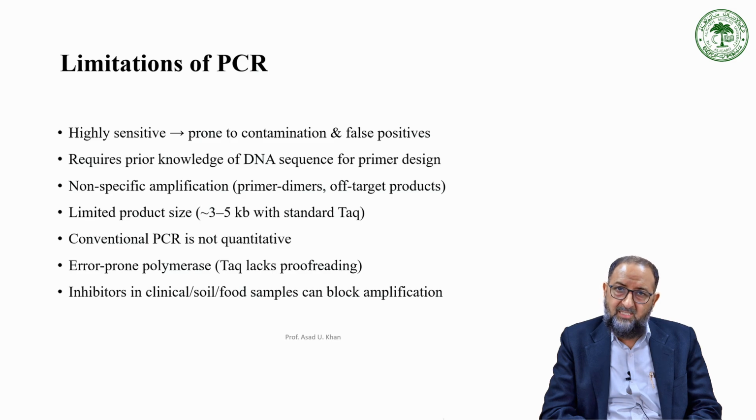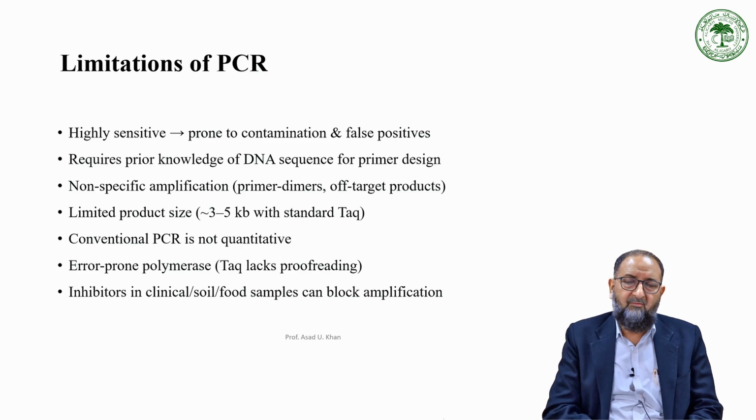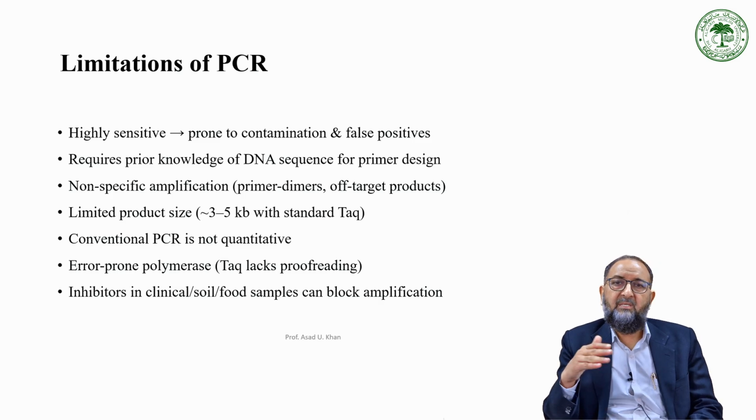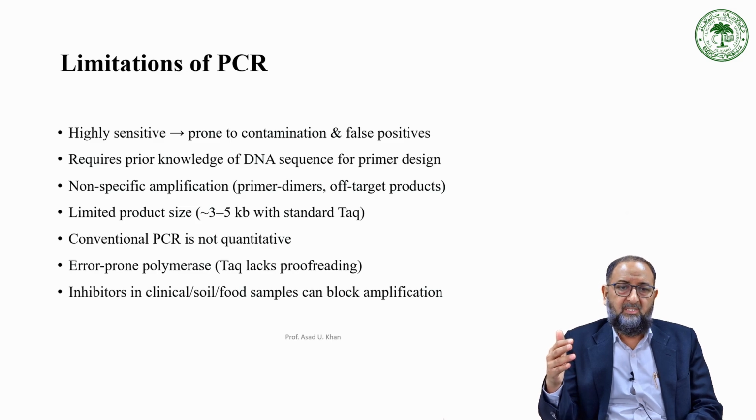Error-prone polymerase is another problem. With Taq polymerase, you may have a chance of mutation even in a 1 kb gene, so you cannot clone that product with certainty. That is one limitation. Inhibitors in clinical, soil, and food samples can block the reaction. There are a lot of inhibitors present, some unknown things, chemical traces, and metal traces in these products.